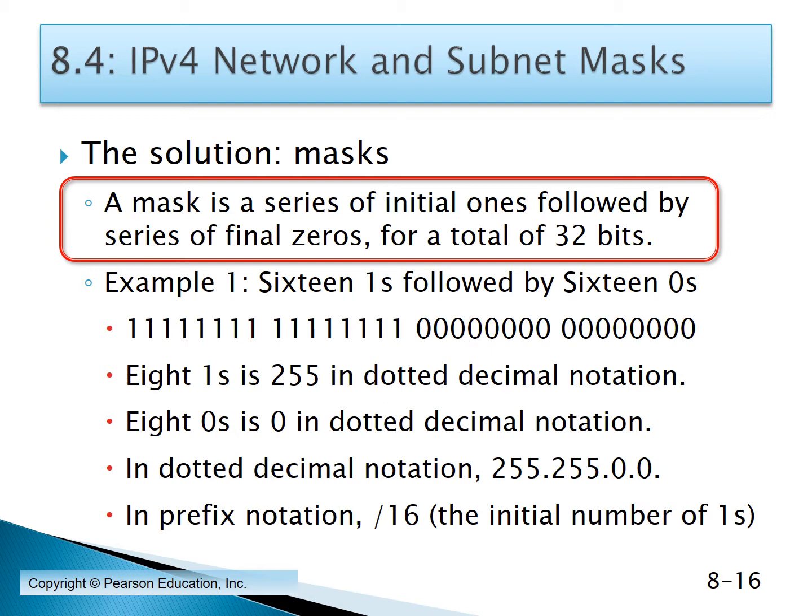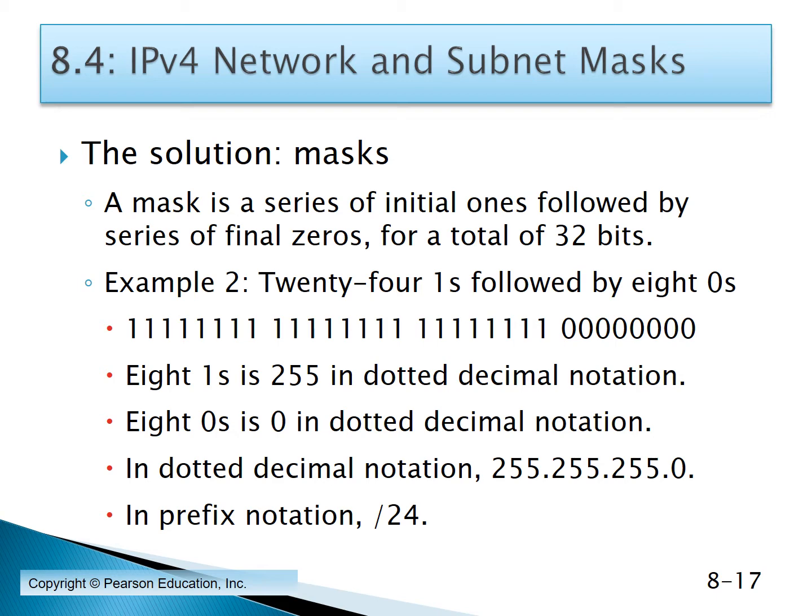And there's also another way to write it, which we call the prefix notation. We just put /16, which represents the number of initial ones. Because this one starts with 16 ones, we can use /16. In other words, that is saying the network part is 16 bits. Then we use /16 or 16 ones like this. So that's the mask.